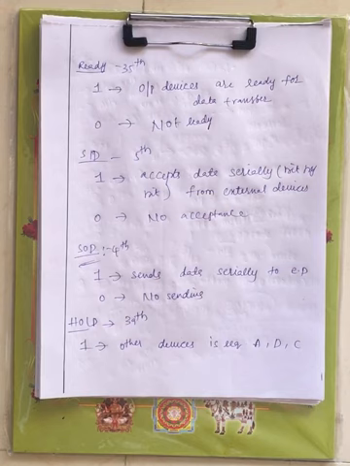Now coming to SID, serial input data. This will accept the data serially from external devices. When it is 1, the microprocessor will accept the data serially from external devices. When it is 0, it won't accept the data.